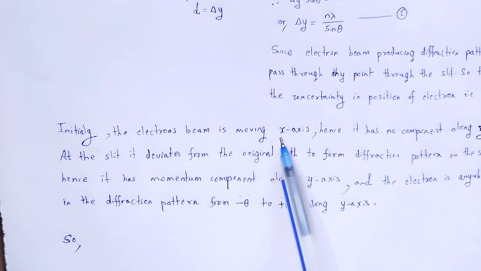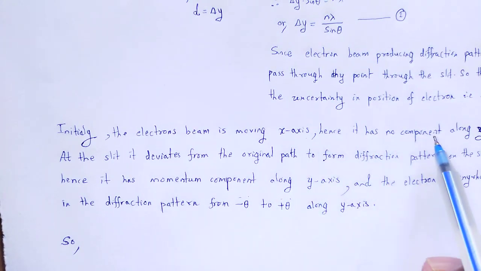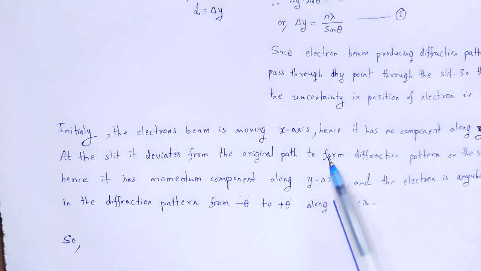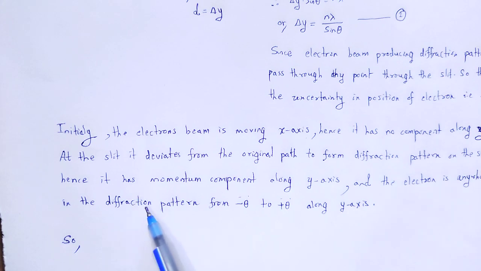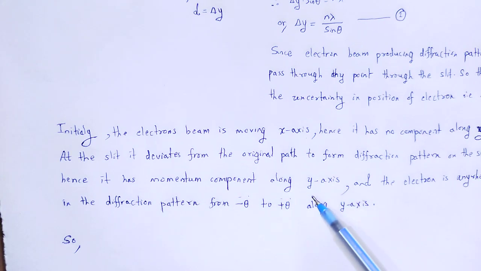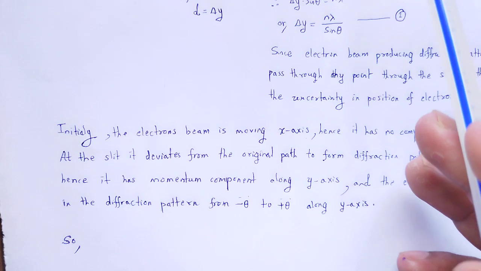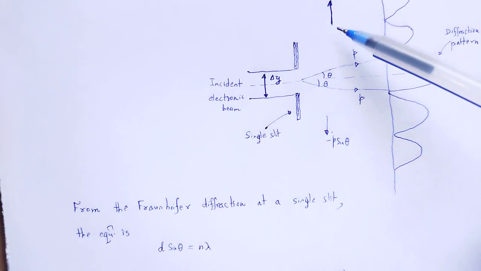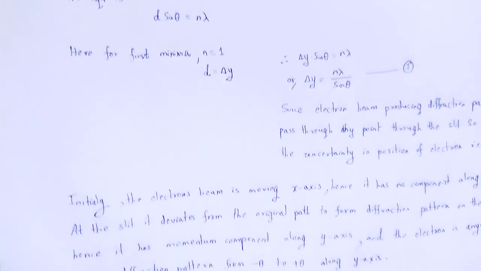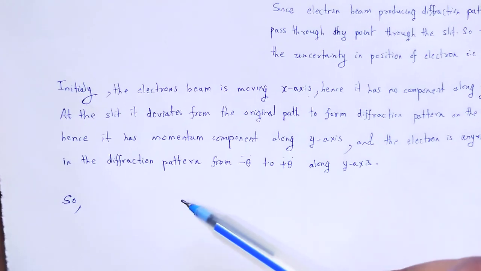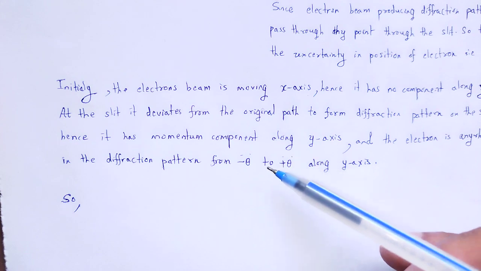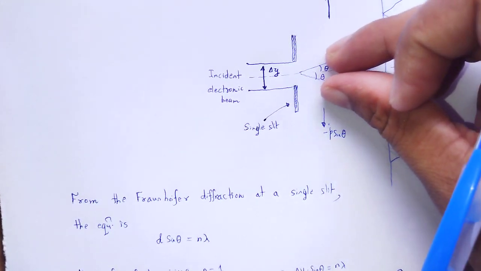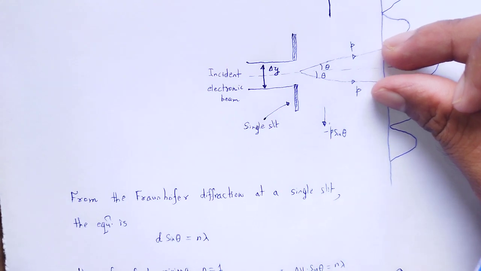Initially, the electron beam is moving along the x axis, hence it has no component along the y axis. At the slit, it deviates from the original path to form the diffraction pattern on the screen, hence it has a momentum component along the y axis, as we show in the figure. This is the momentum component along the y axis, and the electron is anywhere in the diffraction pattern from angle minus theta to plus theta. That will be the uncertainty in momentum of the electron along the y axis.